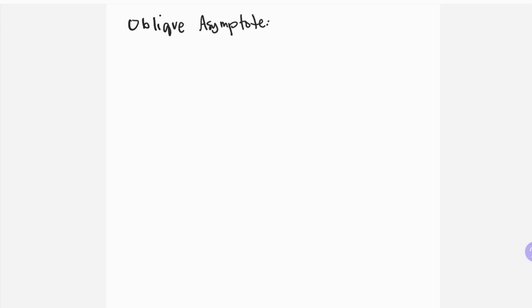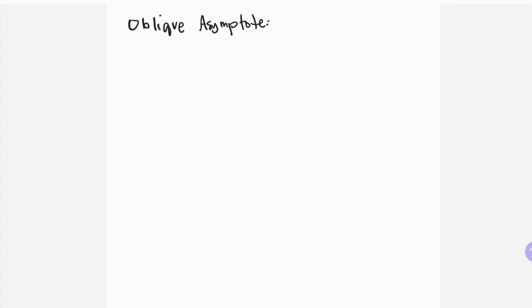So let's talk about the oblique asymptote. An oblique asymptote is an asymptotic line that is neither vertical nor horizontal, but is at an inclination to the x-axis, and is called a slant or oblique asymptote.